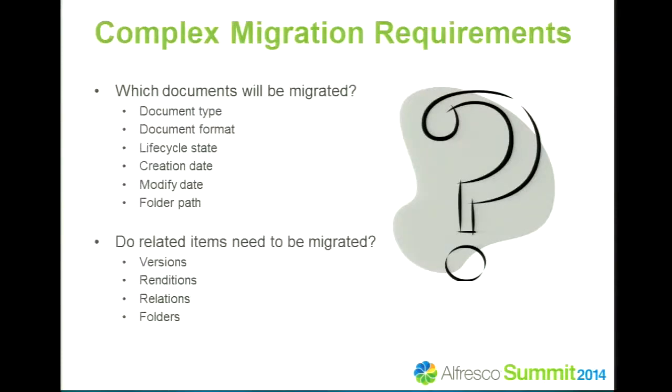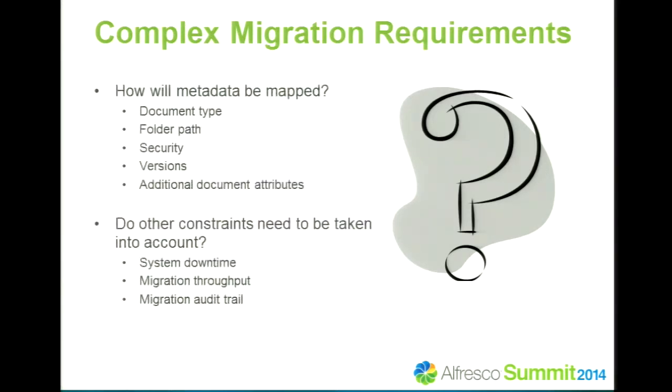So things that come into play when you're doing a migration. What document types, what formats do I want to migrate? Do I have to keep the creation date? Do I have to keep the same folder path that I have? Do I have to do versions, renditions? Are there associated contents? Are there workflows? So there's lots of things to consider, really, from just moving content from point A to point B.